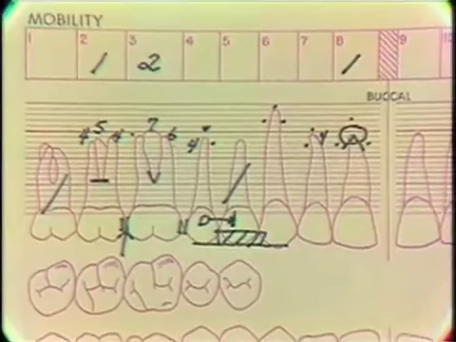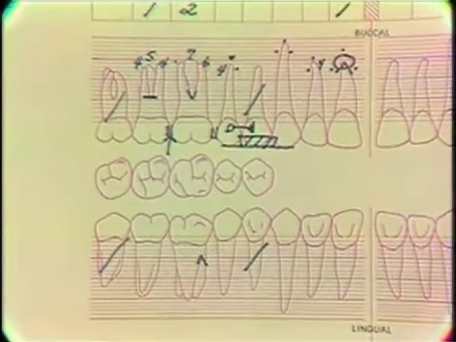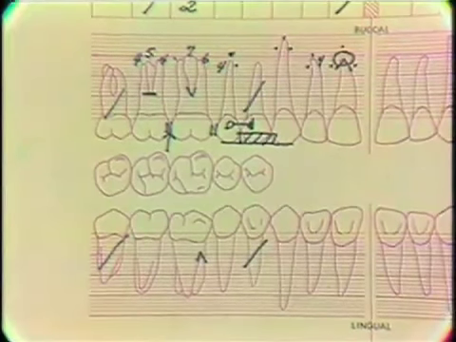After you have recorded the buccal pocket depths, I would then proceed to the lingual, beginning on the distal lingual of tooth number 2 again, and recording only those pocket depths in excess of 3 millimeters.